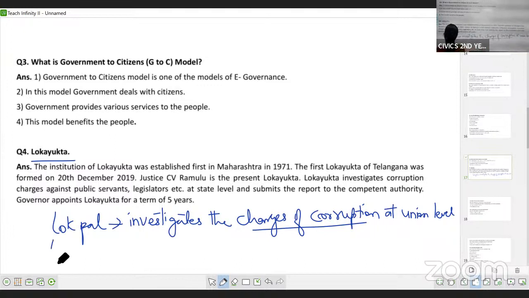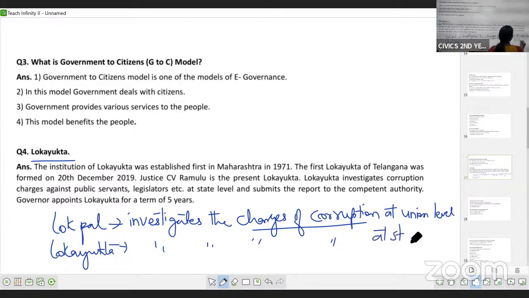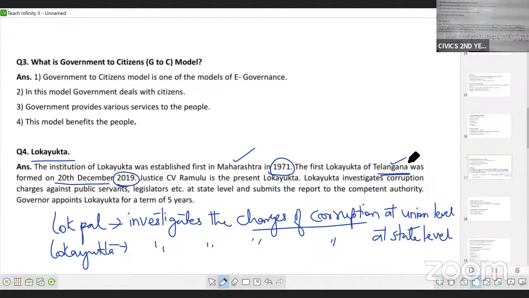And Lok Ayukt, it investigates the charges of corruption at state level. Okay. So this Lok Ayukt was first established in 1971 in Maharashtra. Okay, first time in Maharashtra, Lok Ayukt was established. And the first Lok Ayukt of Telangana, our state, was formed on 20th December 2019. Okay, on 20th December 2019, Lok Ayukt was formed for Telangana.